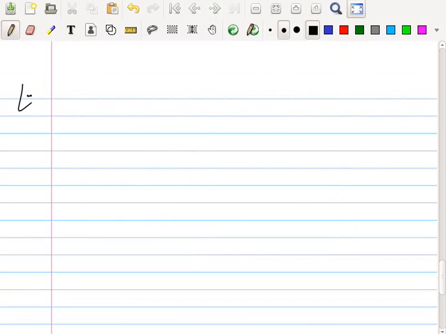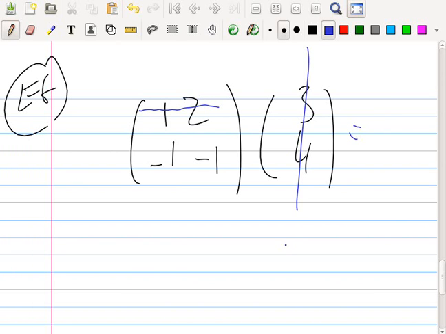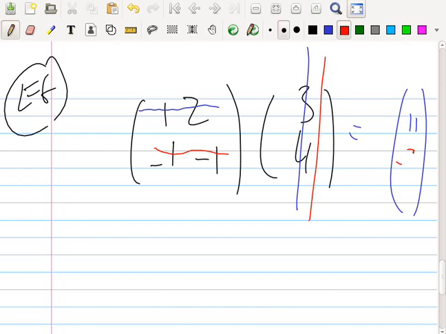As another example, let's say 1, 2, and let's put a minus in it, -1, -1, multiplied by 3, 4. What do I use first here, the row or the column? Row. And then here, column. 1 times 3, 2 times 4, which is 8, and 3 plus 8 is 11. Row, column: -1 times 3 is -3, -1 times 4 is -4, -3 and -4 is -7.